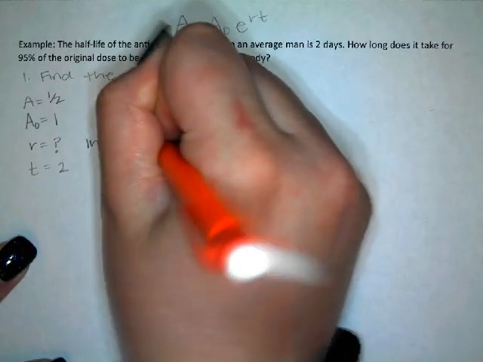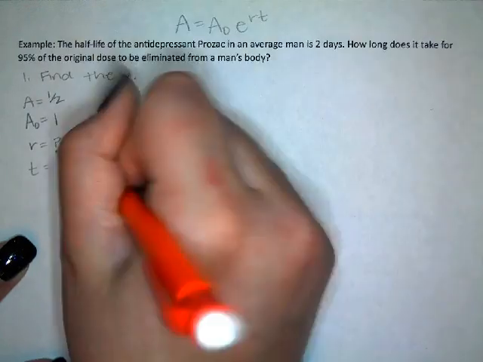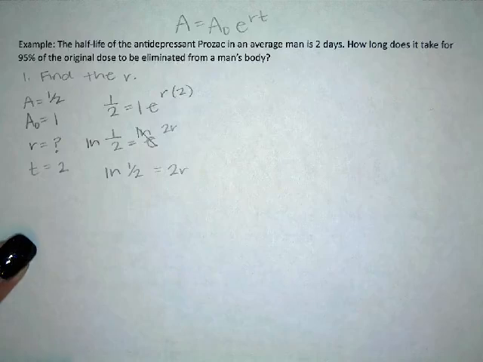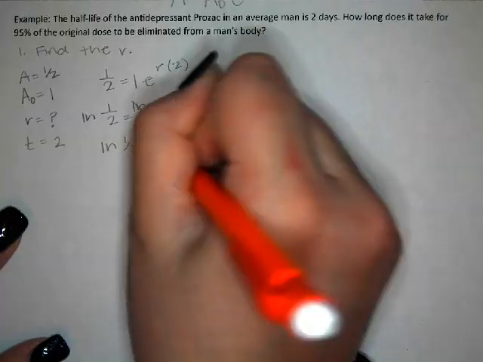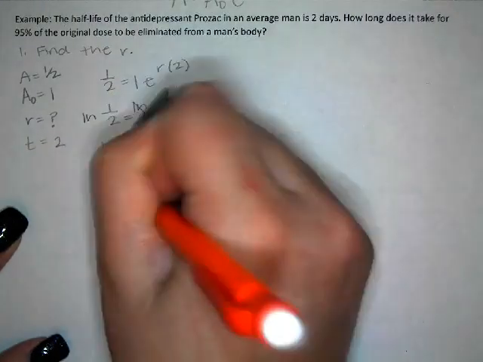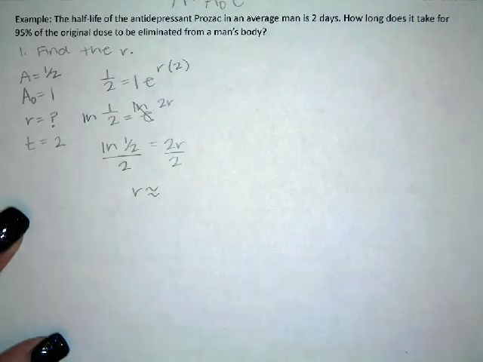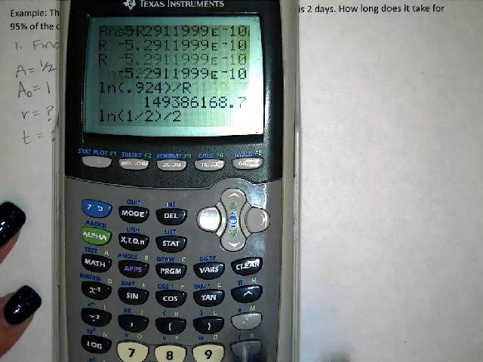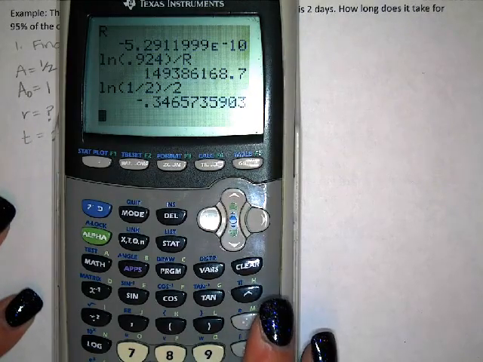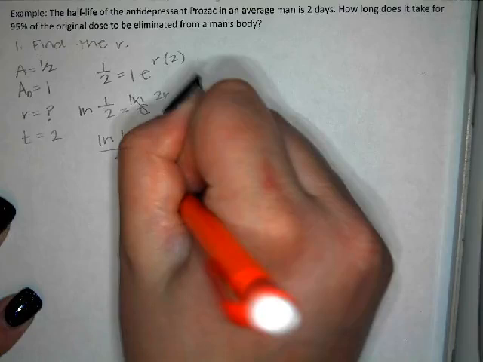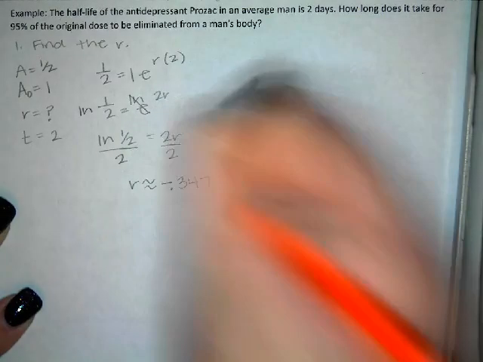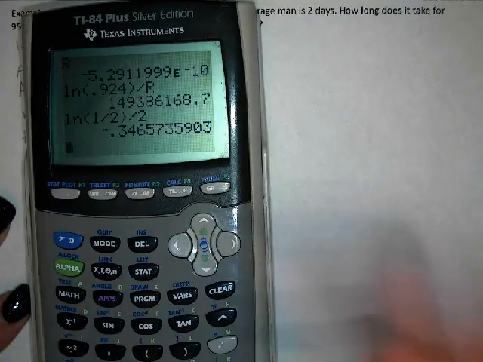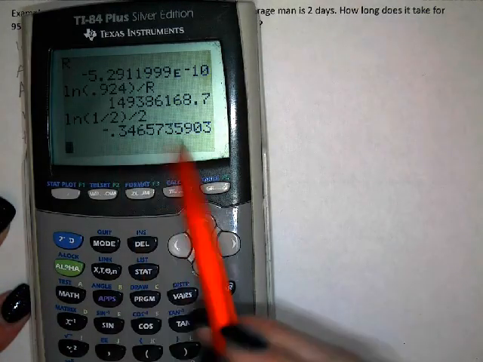And then to get the r alone, I'm going to go ahead and divide by 2. So r is approximately negative 0.347. I'm going to write this as I do my computations, but when I go through to get my final answer, I'm going to copy paste this because I don't want to round in the middle of a problem. So next I'm going to find the t.